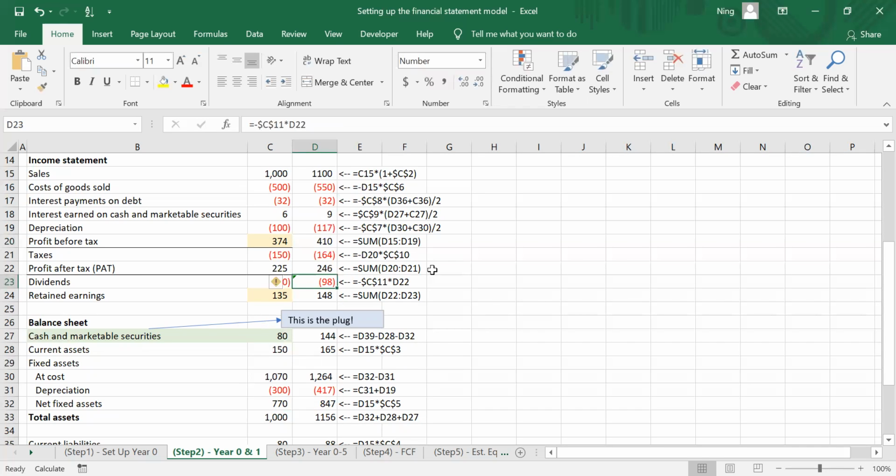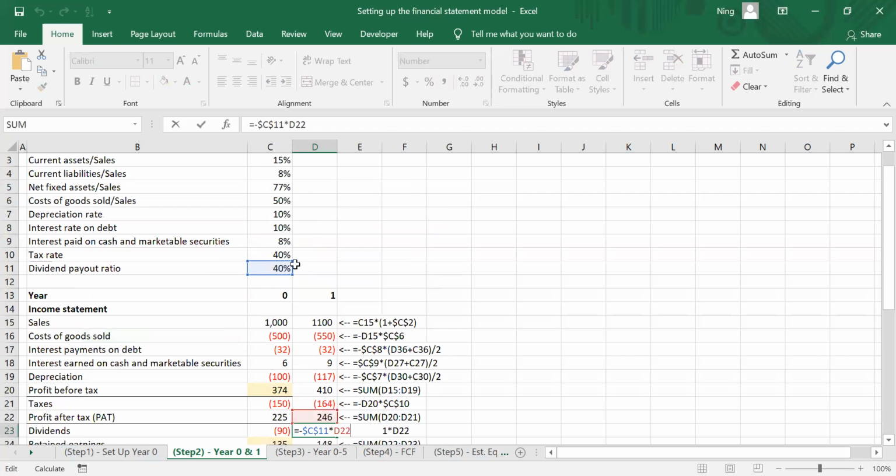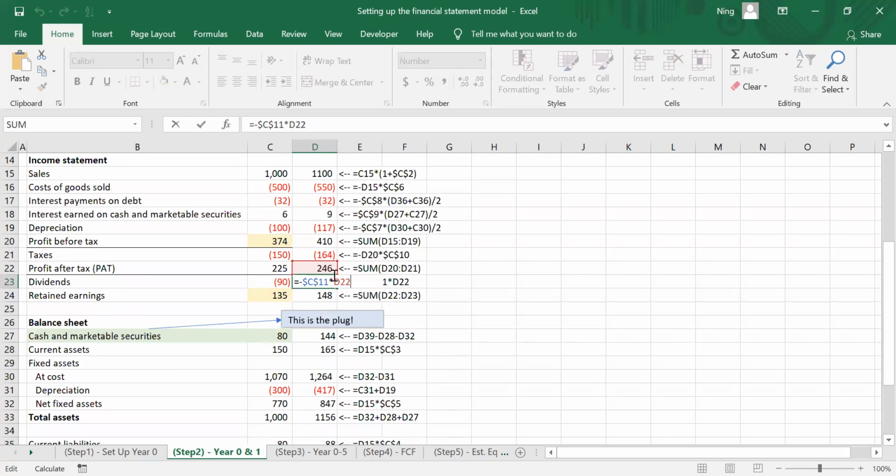Dividends is a policy variable. So it's based on the dividend payout ratio, which is 40%. That means 40% of net income is paid out in the form of dividends. And that means what's remaining is retained earnings.